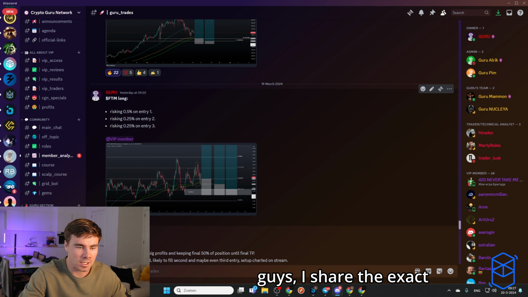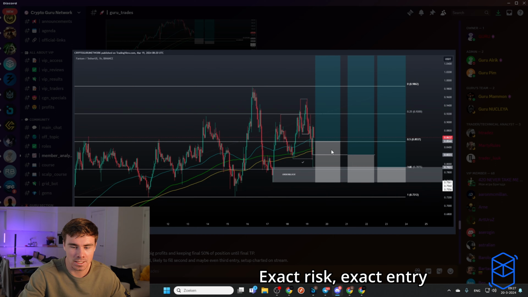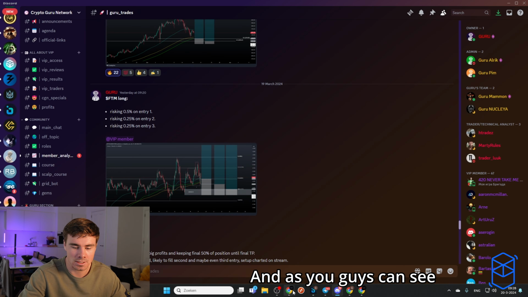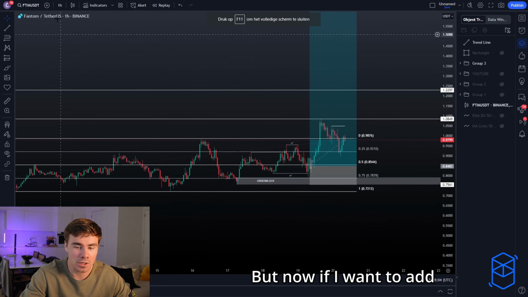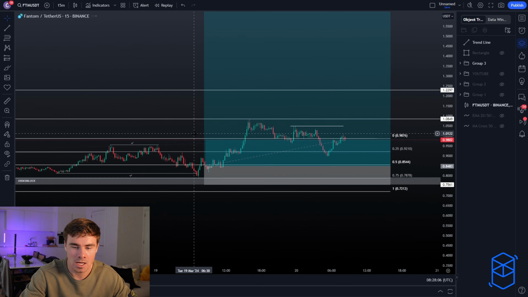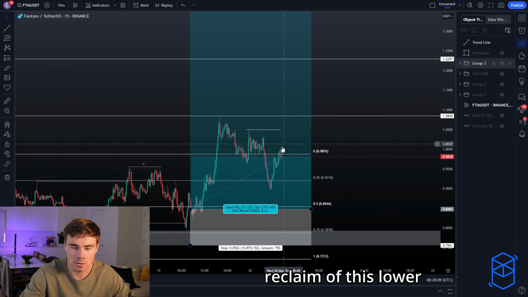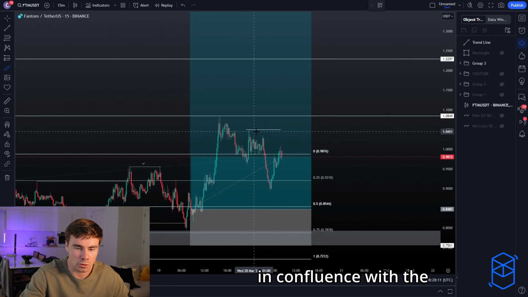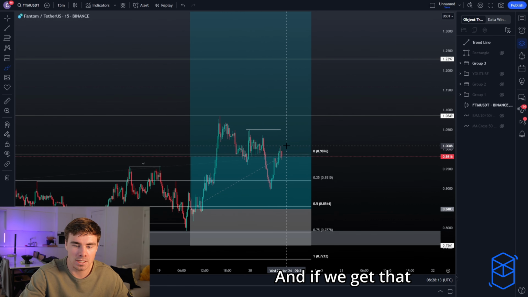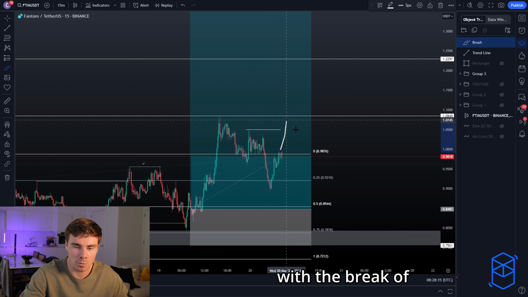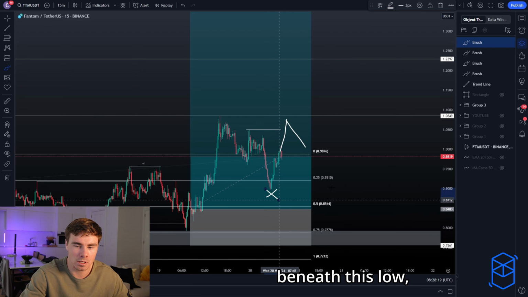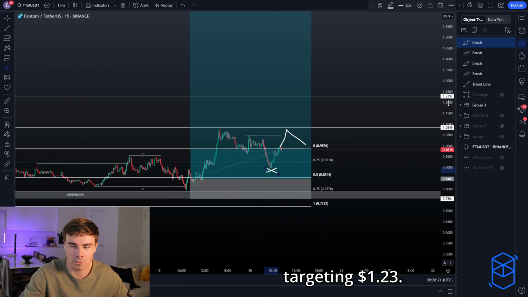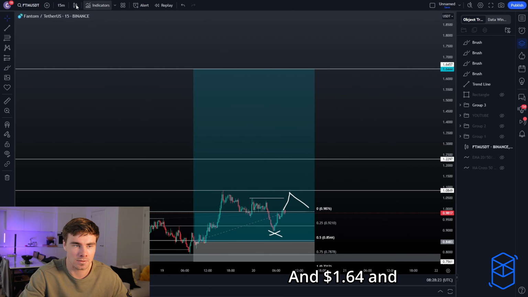Over here, as always guys, I shared the exact trading signal for Fantom, as you can see. Exact risk, exact entry points, exact stop loss, and as you guys can see over here on the screen, this trade setup played out beautifully. But now if I want to add to this current long position, I'm looking for a reclaim of this lower time frame range high in confluence with a break of structure over here. And if we do get that reclaim with the break of structure, I'm looking to play the higher low. I have a new invalidation beneath this low, and then I'm targeting $1.23 and $1.645.